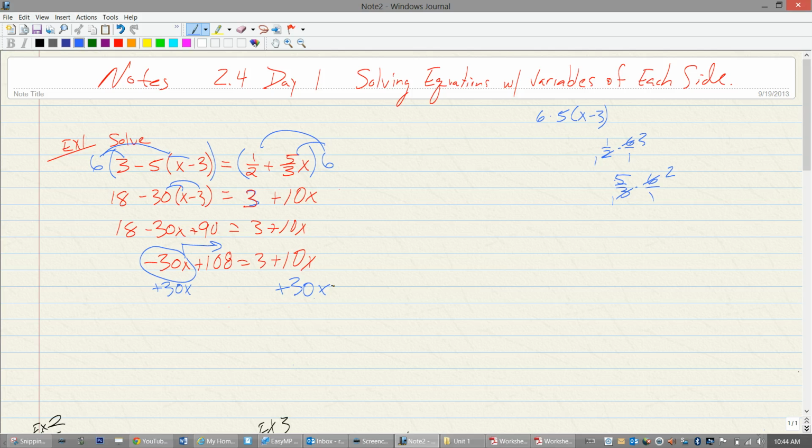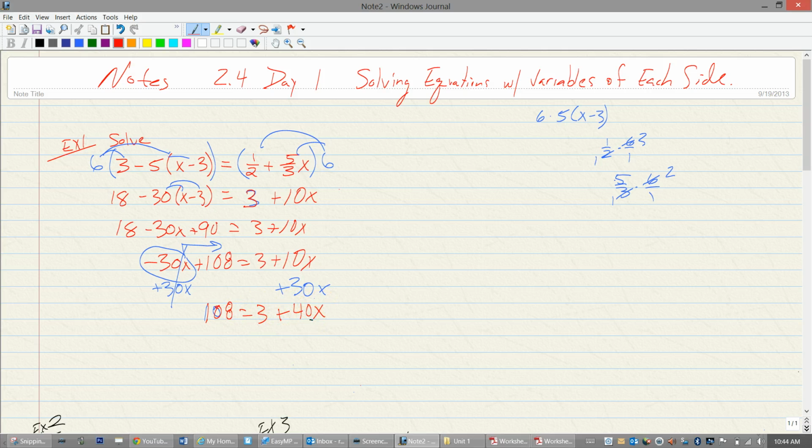It doesn't have an x, and we can't combine these over there. But essentially what we're doing is to move the negative 30x, we're going to add 30x to both sides. That's because that makes 0. Negative 30x plus 30x is 0, so that's gone. Then we get 1 equals 3 plus 40x.